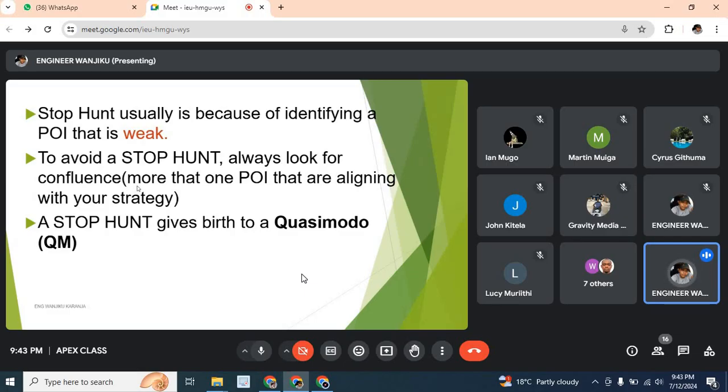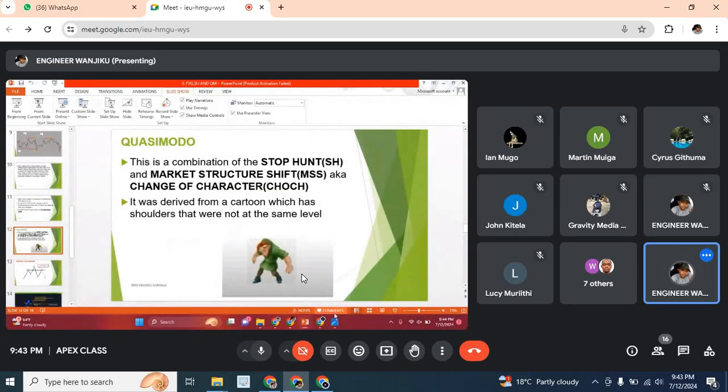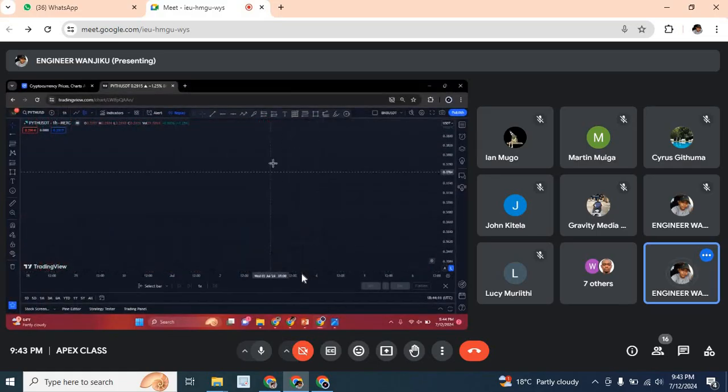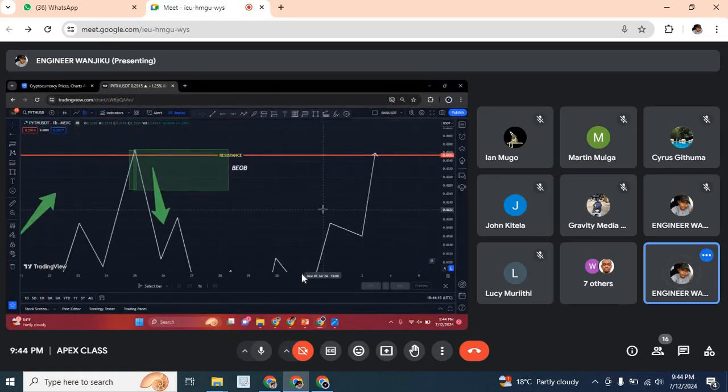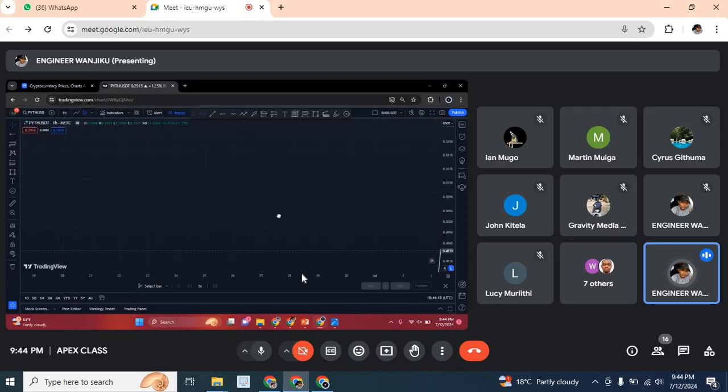So what do we mean by the Quasimodo pattern? The Quasimodo pattern is a combination of the stop hunt and the market structure shift, aka the change of character. So let me just describe to you how maybe a bearish Quasimodo pattern is formed. Let me just navigate here. So we are having something like this happening. Okay, let's use this free space right here. So you're having something like this happening.